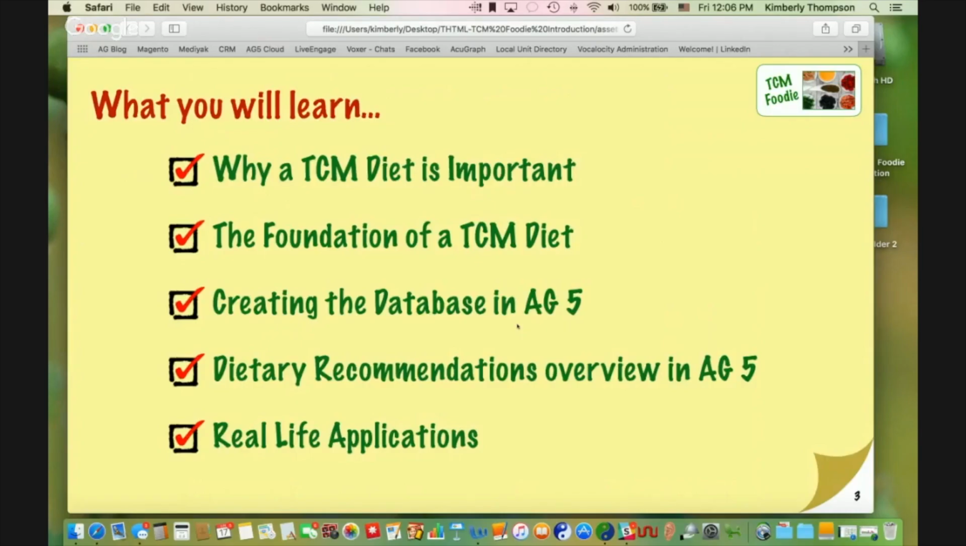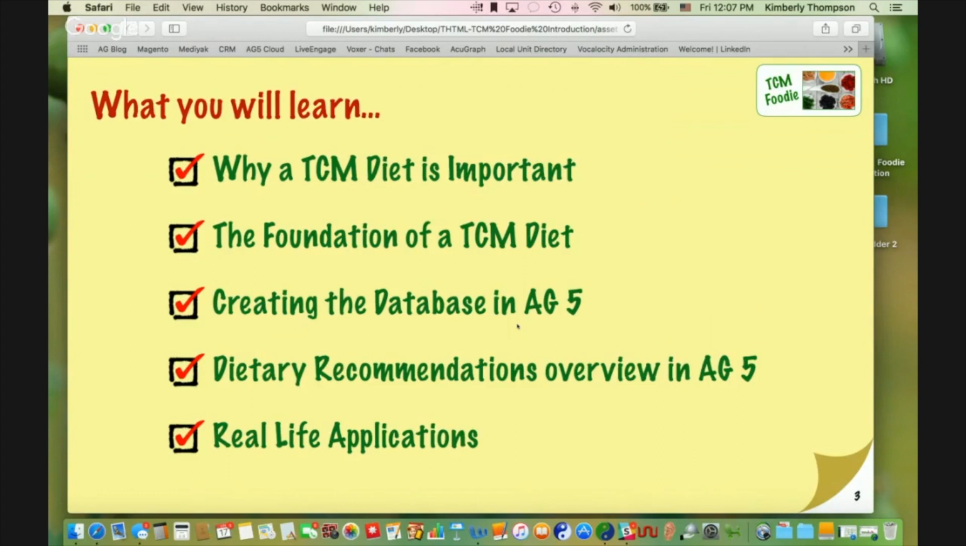So in this webinar, these are the things that we are going to cover. We're going to talk about a basic TCM diet and why a TCM diet is important. And I'm going to teach you about the real foundation of a TCM diet and where you begin when you're teaching your patient. People ask me all the time, well, can you make this little change and can you make this little change?